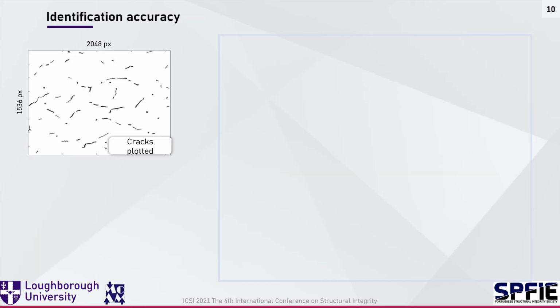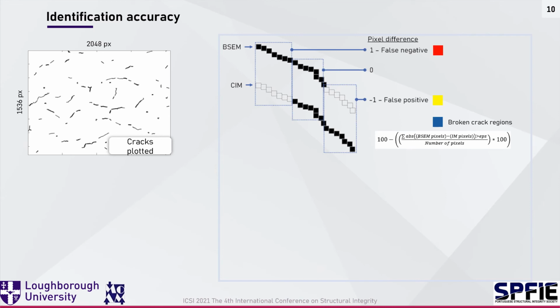The accuracy of the method was calculated by plotting the cracks over the SEM image. The difference in pixel value was calculated in each position. If the value of the pixel in the location is the same, the difference is 0, otherwise it's 1 or minus 1. The absolute sum and the percentage of this indicates how different the method is from the SEM image. This effectively compares the intersection points.